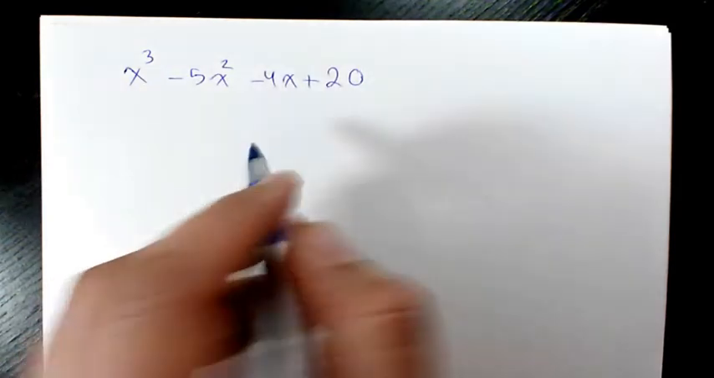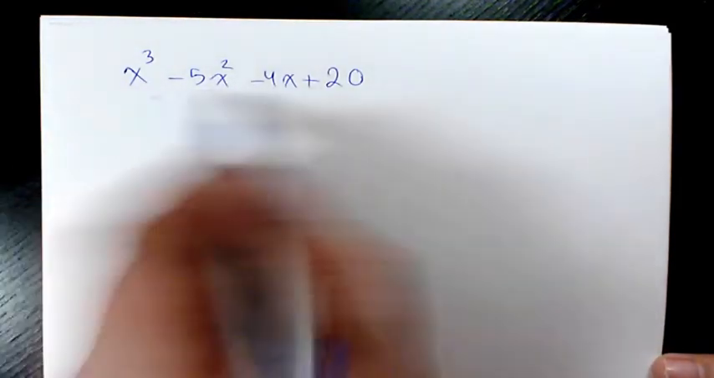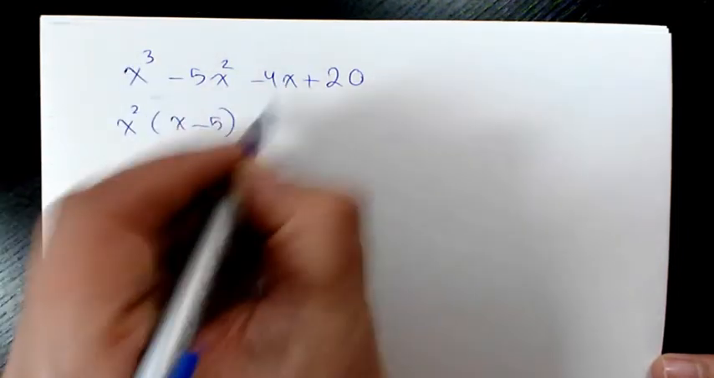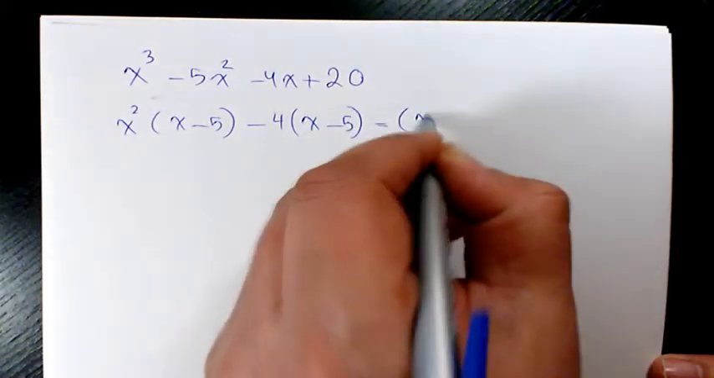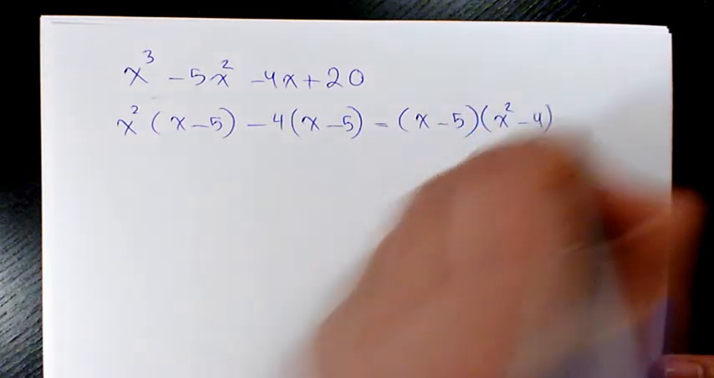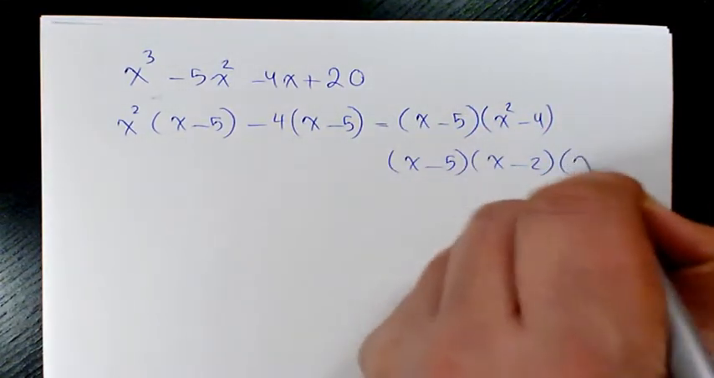Next example is x cubed minus 5x squared minus 4x plus 20. Here, if you group factor, x squared in here, so it's going to be x minus 5. And here you can factor negative 4, so it's going to be x minus 5. Then you factor x minus 5, and here you have x squared minus 4, which you can write as x minus 2 times x plus 2.